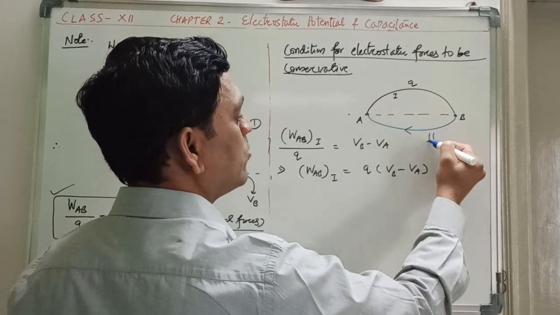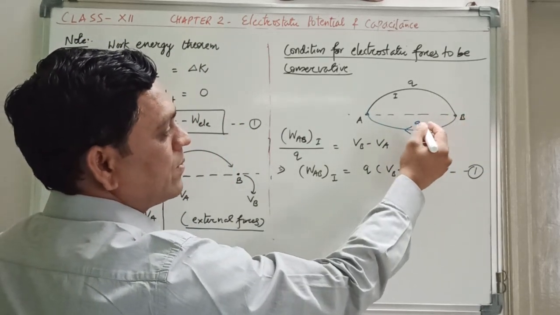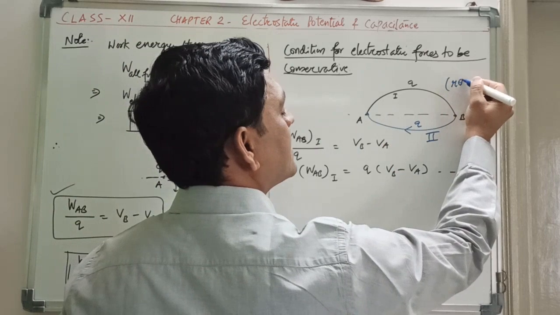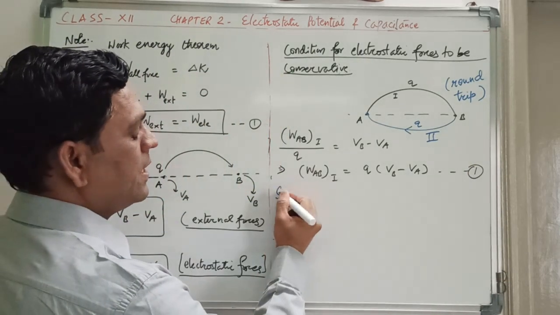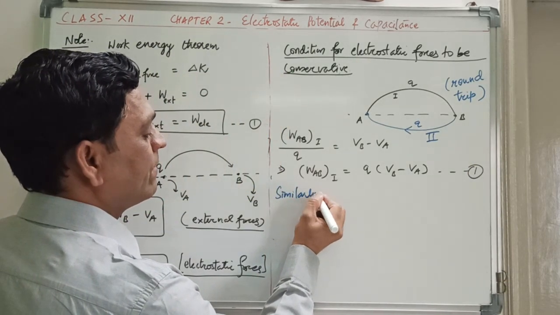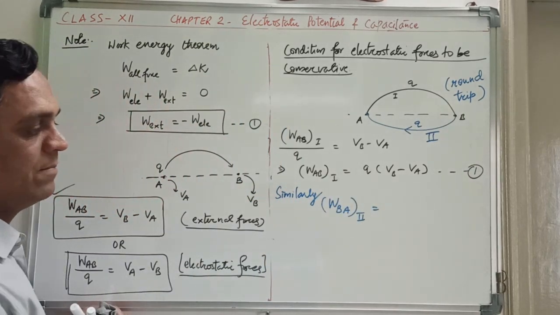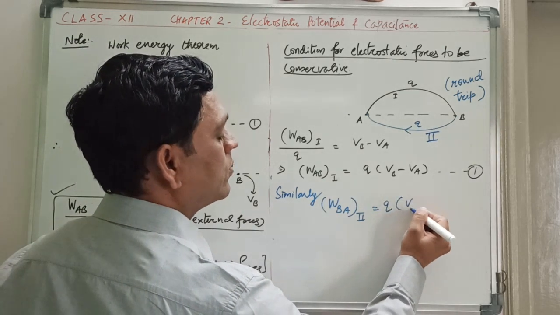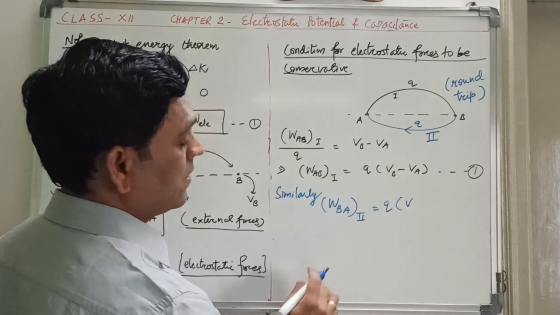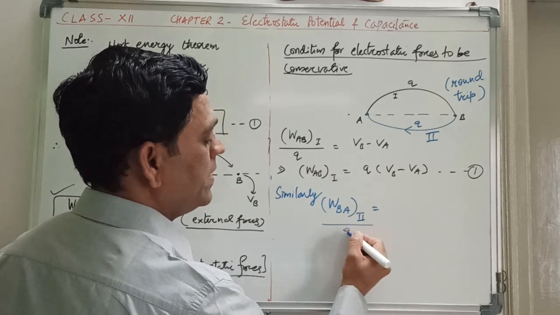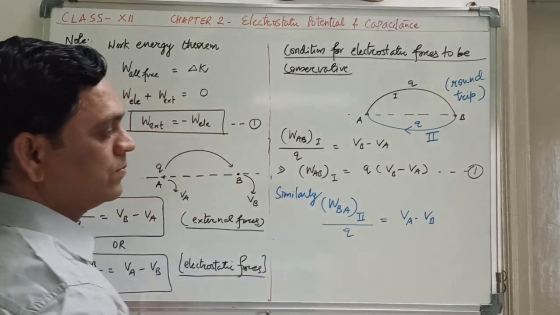Now let the particle move from B to A again. Let me put this as second path. So why have I taken this charged particle back to the point? You can say the charged particle has completed a round trip. Okay, it has undergone a round trip. So similarly, you can write the work done. So it's WBA upon Q through the second path is equal to VA minus VB, correct?